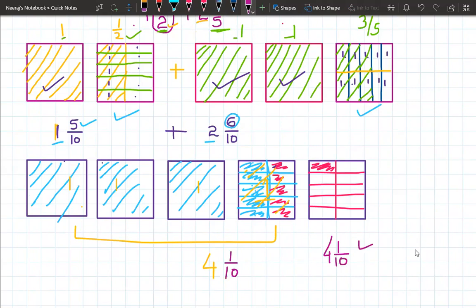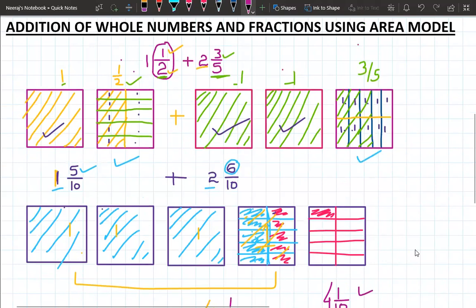Right? So in this way you have to calculate how to add whole numbers and fractions by using the area model. Thank you so much.